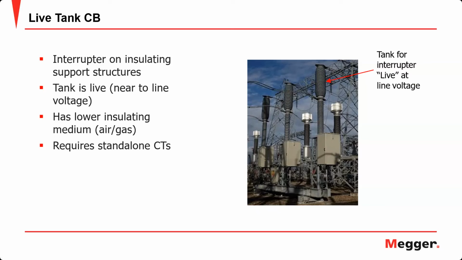So the first type is the live tank circuit breaker. Its interrupter is on an insulating support or structure, and its tank is live, near line voltage. This is because it has lower insulation and its body is not grounded. This type of breaker requires standalone CTs.